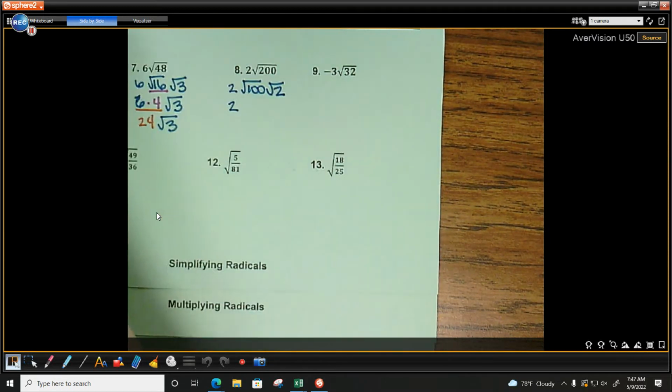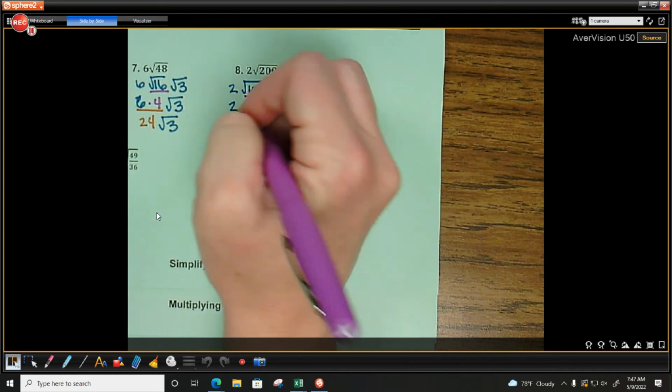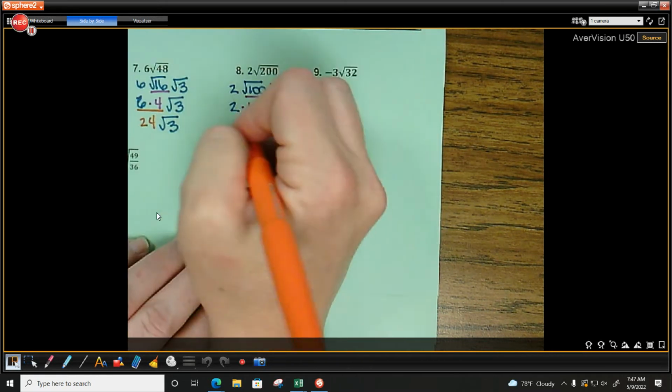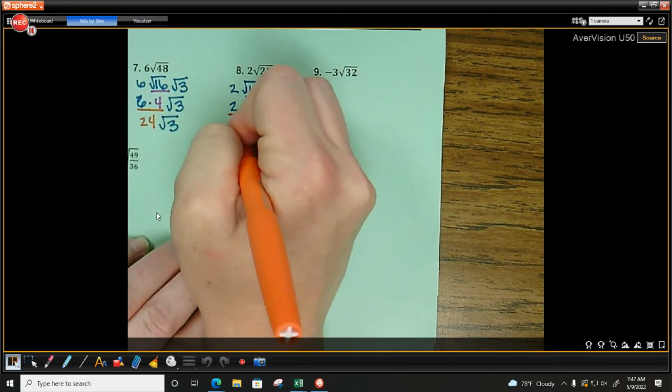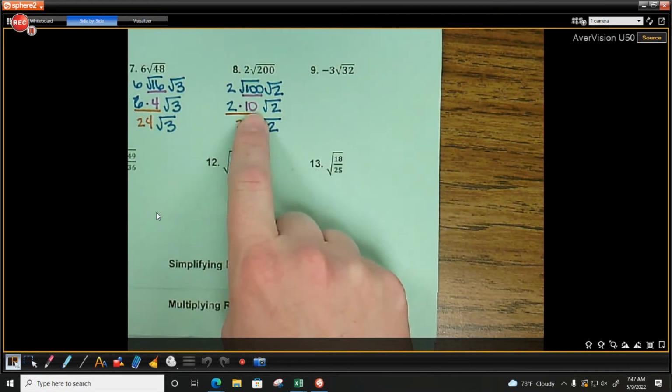Again, drop the 2 down. What's the square root of 100? 10. Square root 2. Well, what's 2 times 10? 20. Notice how on all of the last 3 of these, I multiplied my original coefficient by the coefficient that I got to take out of the radical. The whole number I was able to take out of the radical.